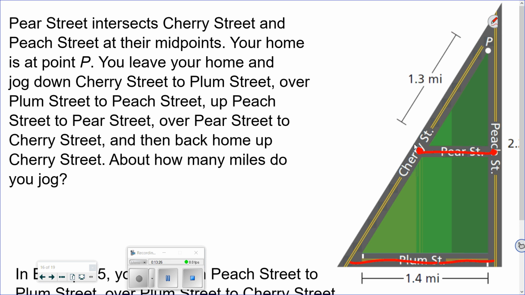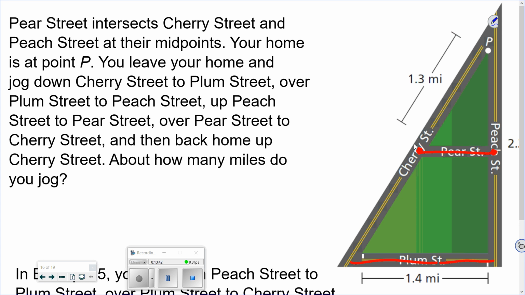It says you leave your home and jog down Cherry Street. So we're going to leave our home and jog down Cherry Street to Plum Street, over Plum Street to Peach Street. Let's trace this in a different color here.